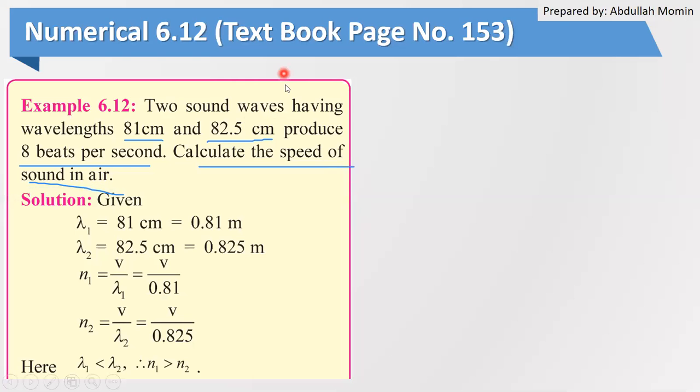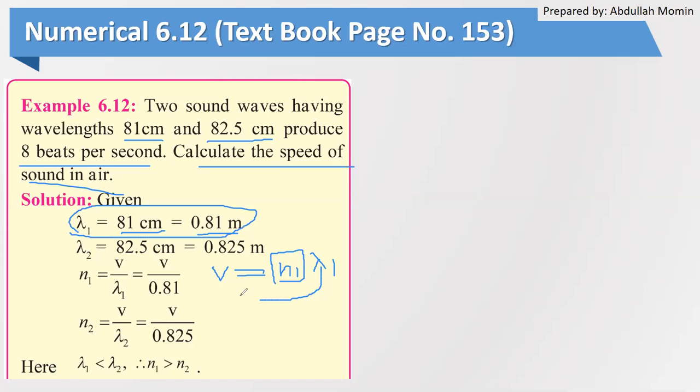So we will write that the wavelength for the first wave is lambda 1 = 81 centimeter, which can be written in meter as 0.81 meter. Lambda 2 = 82.5 centimeter, which can be written as 0.825 meter. And we know that V is equal to N1 lambda 1, that is for the first wave.